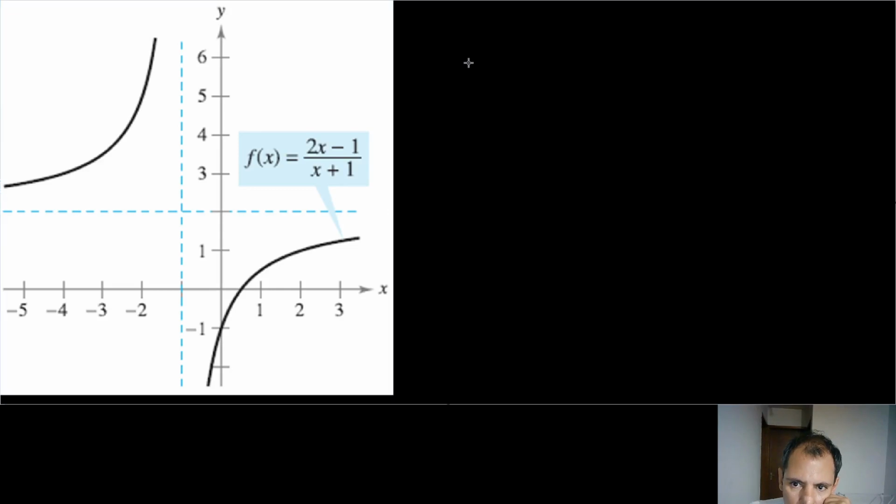It'll keep going like this, and it'll keep approaching. It's never going to cross this line, but it'll just keep approaching.